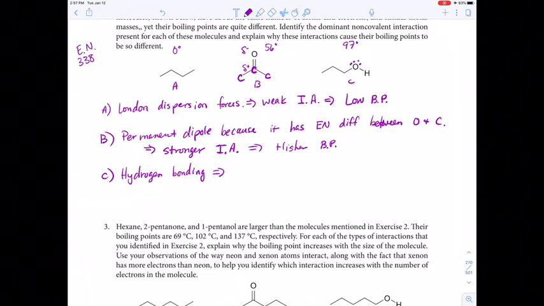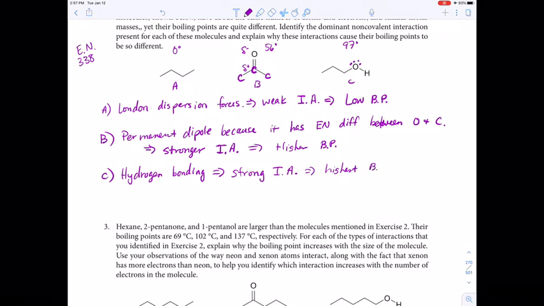Hydrogen bonding is a strong intermolecular attraction, which means it's going to have the highest boiling point. So this trend for boiling points is easily predictable, so long as you know what your intermolecular attractions are.